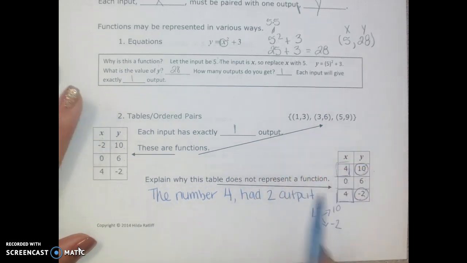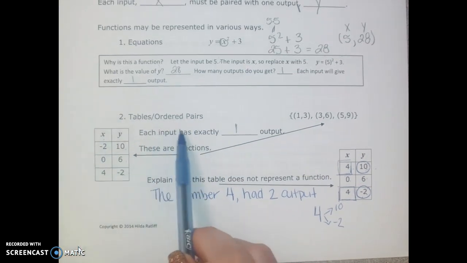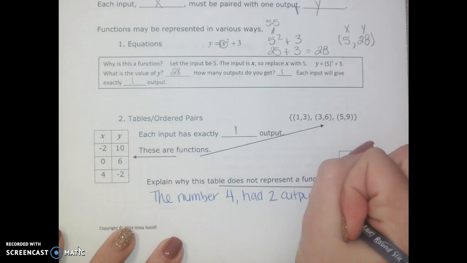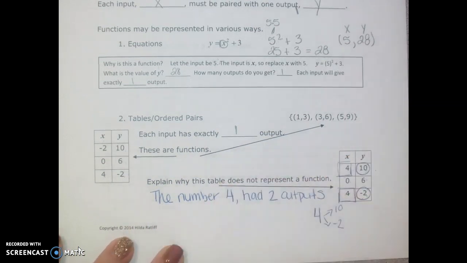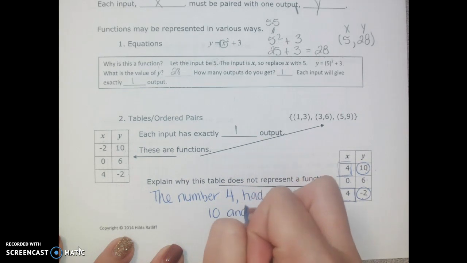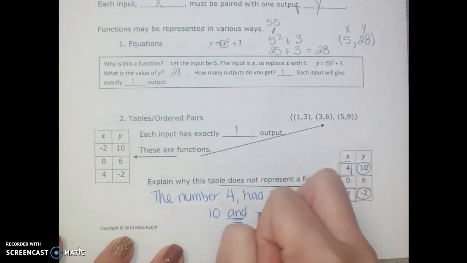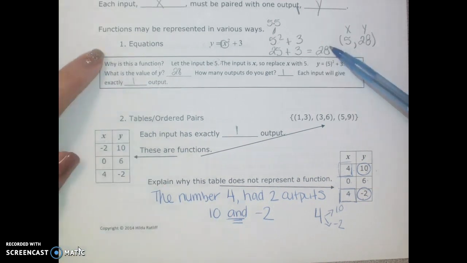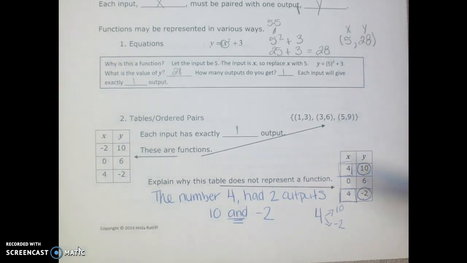And remember, a function rule: for each input, only one output. Had two outputs. Okay, so when you had an input of 4, you got 10 and, keyword, -2. So there were two outputs. So we have an equation representation. You have tables and ordered pairs. And again, you were looking for every one input, there is one output.